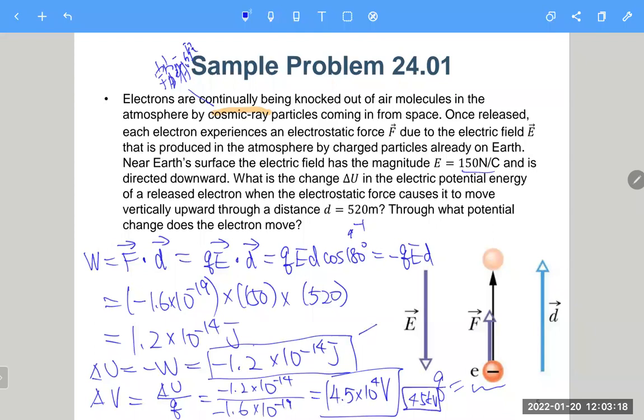So here, this delta U is a negative number because this E field is pointing downward and this is a negative charge, so the force is actually pushing it upward. So you only need to do negative work, which means that the E field automatically pushes this electron upward.